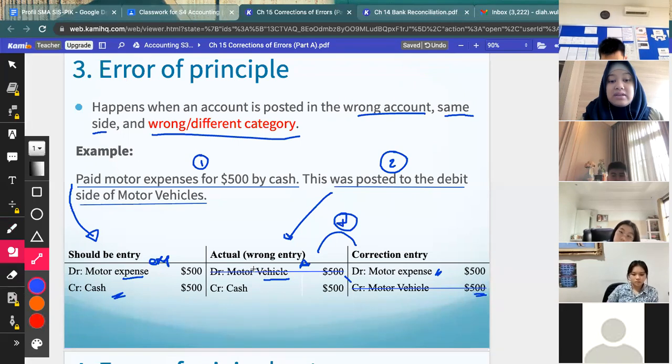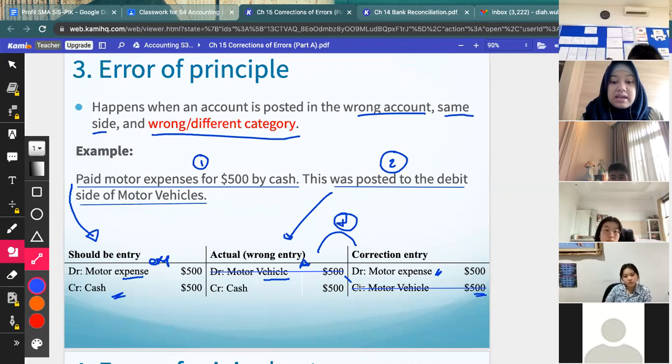Next, in the actual, there is no motor expense. It must be there, it should be there. Motor expenses should be in the debit side. Since you haven't recorded motor expense in the debit side, you should record that now. So in the debit side, we have motor expense of 500.